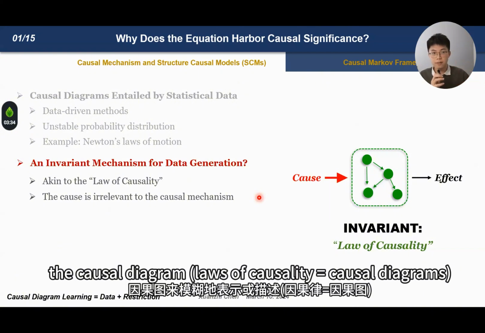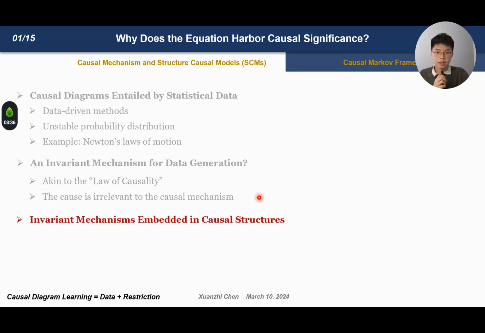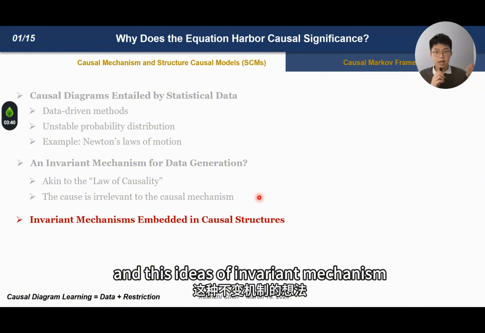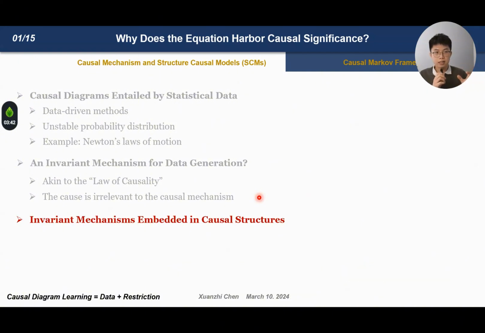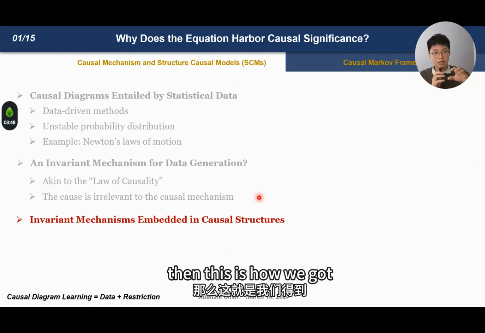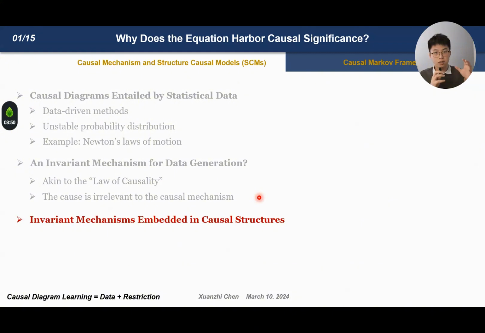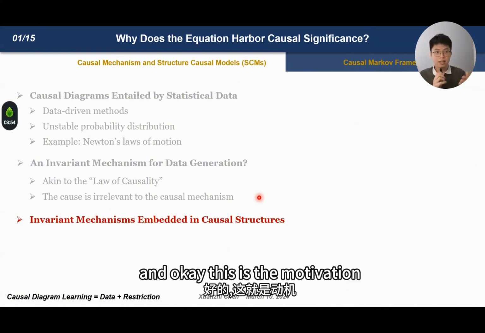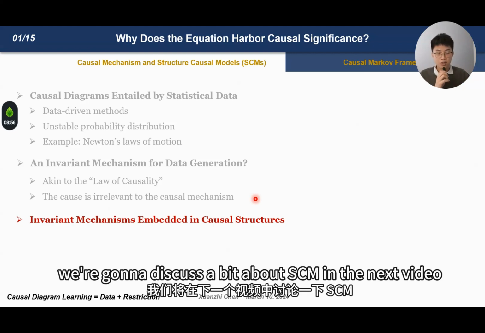Okay, so if we accept this idea of invariant mechanism, and we try to blend this idea into the causal diagram, then this is how we get this rough picture of what we call the structural causal model, or SCM. And okay, this is the motivation. We're going to discuss a bit about SCM in the next video.